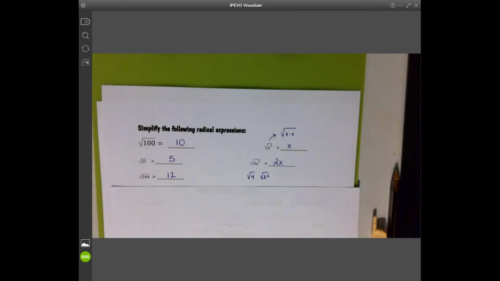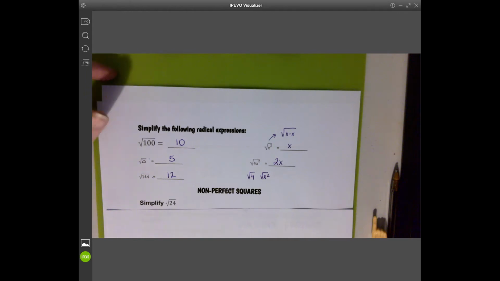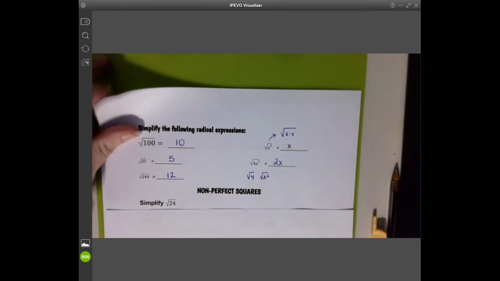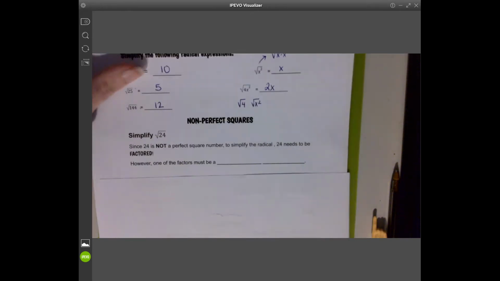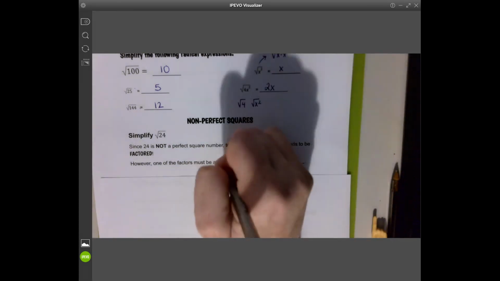Now, what happens when it's not perfect? When it's not perfect, we have to do a little bit of work. We have to know our factors to help us. Since 24 is not perfect, to simplify the radical, we need to factor it. We are going to figure out the factors, and one of those factors must be a perfect square.